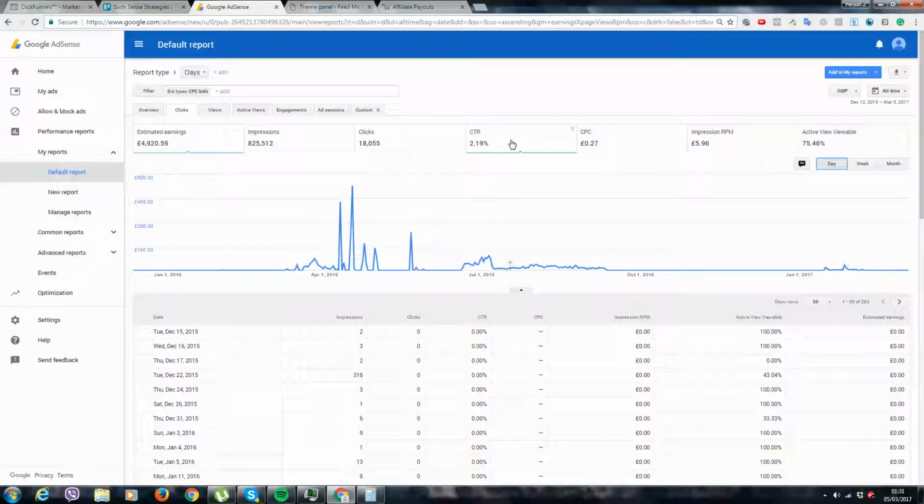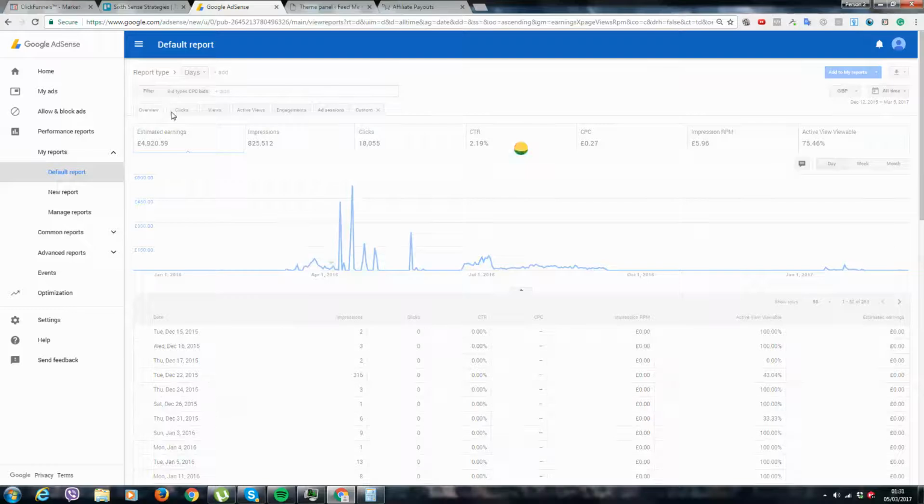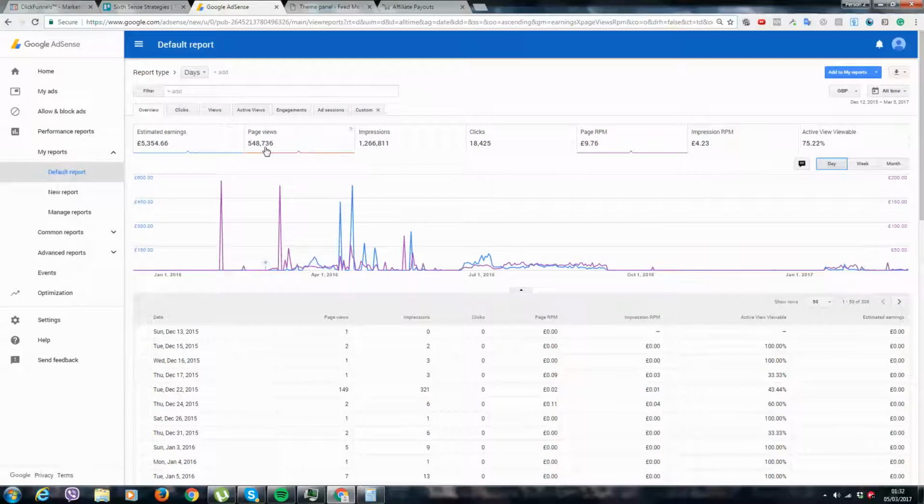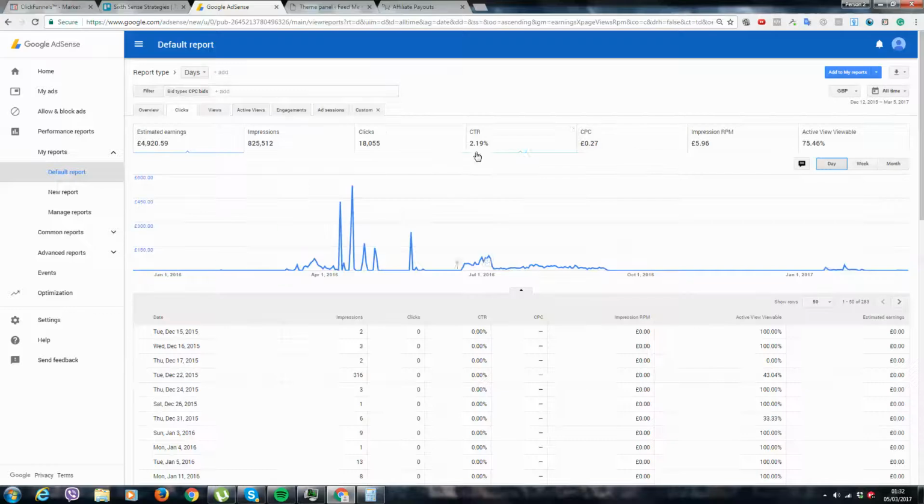CTR is the percentage of visitors that actually clicked on your AdSense ad codes. So let me just show you, out of 548,736 people, 2.2% actually clicked on the ads, which resulted in 18,000 clicks, and per each click I made 27 pence.